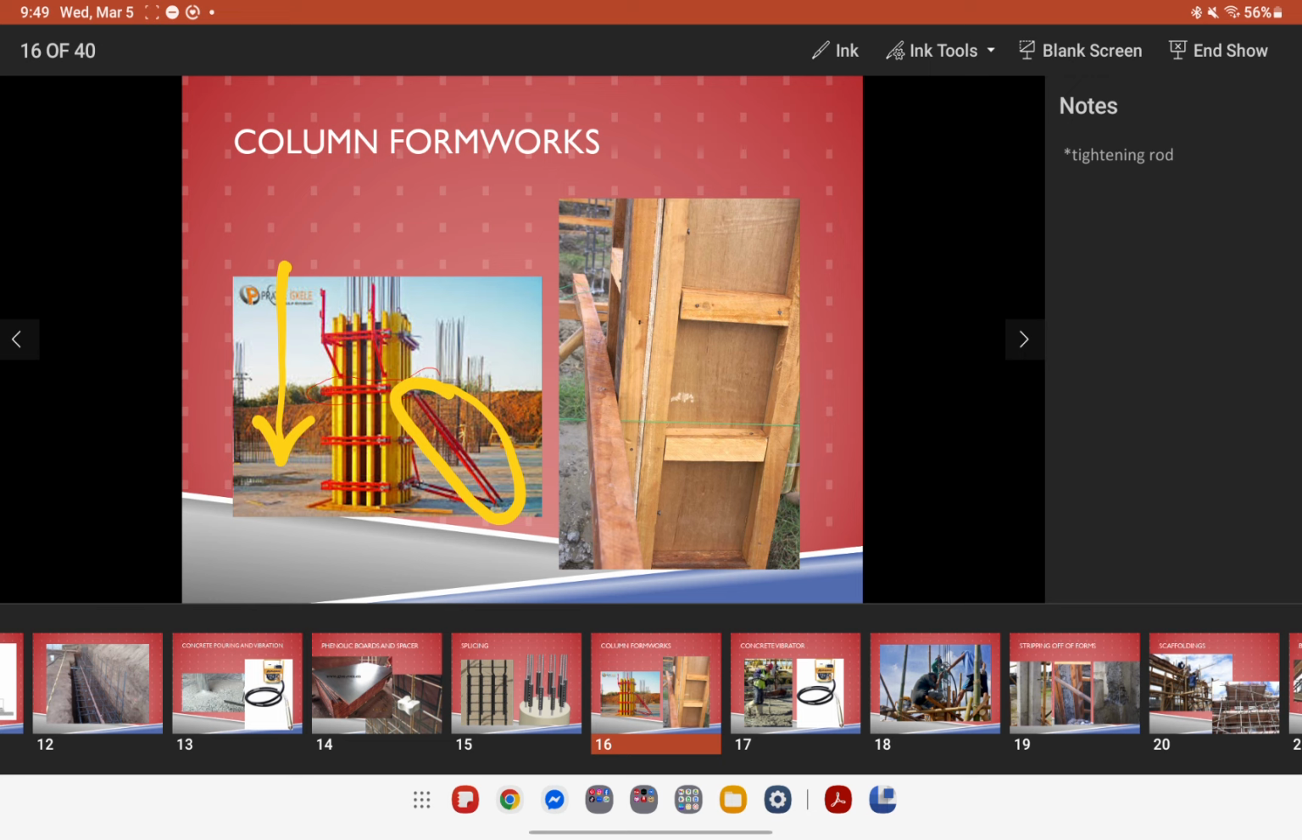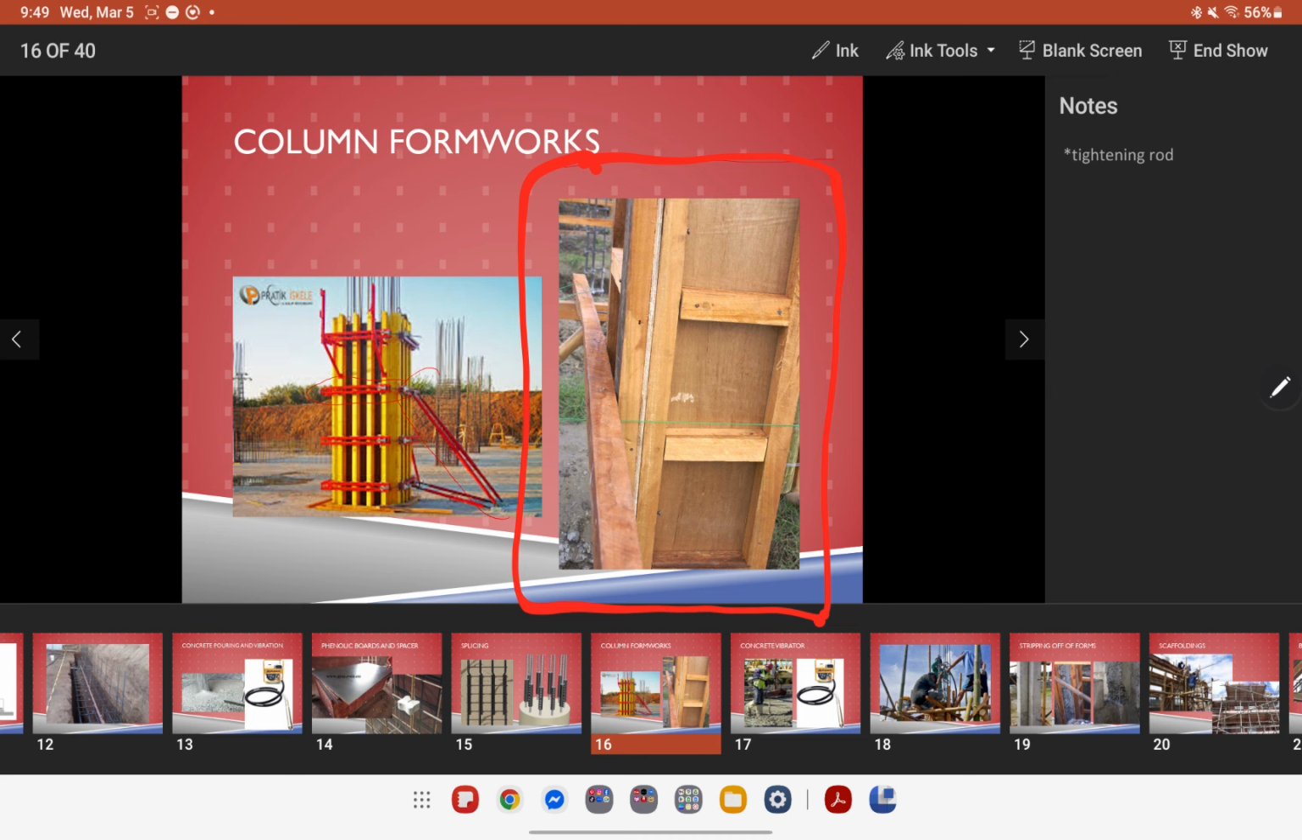Okay, now for our laboratory, we will not be recreating this one because it's more difficult to recreate. So instead, we'll go with the wooden or the timber formworks, which is the one on the right.